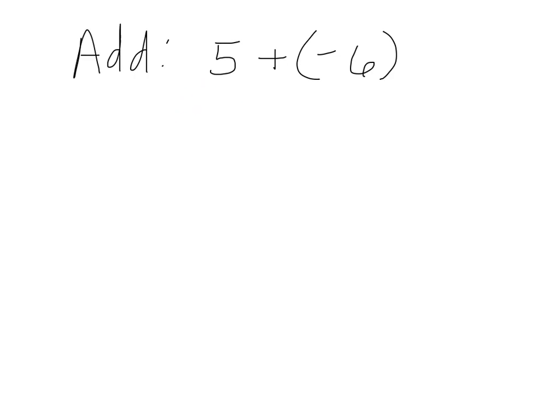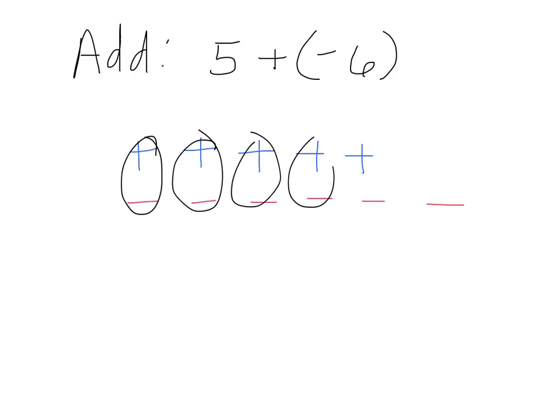So in this case, we have 5 positives plus 6 negatives. So we have 5 positives, and then throw in 6 negatives. 1, 2, 3, 4, 5, 6 negatives. And again, each positive and negative makes 0, so we have a bunch of zeros here, and we're left with 1 negative, or negative 1.